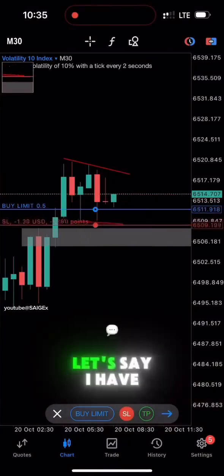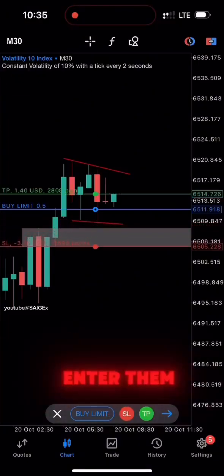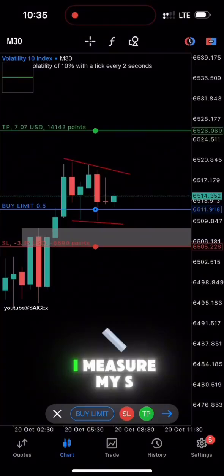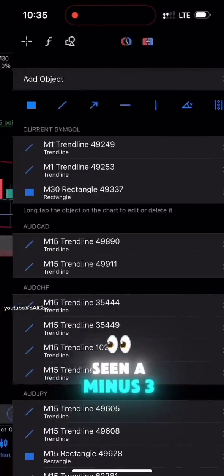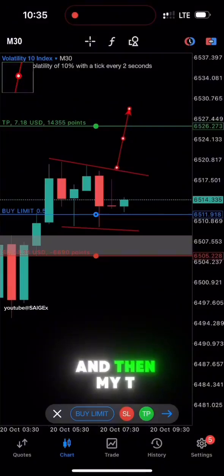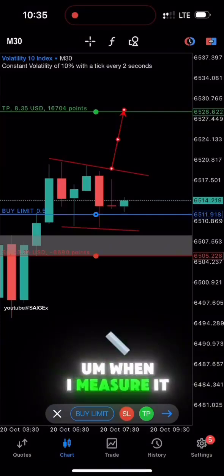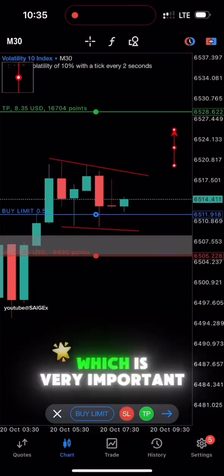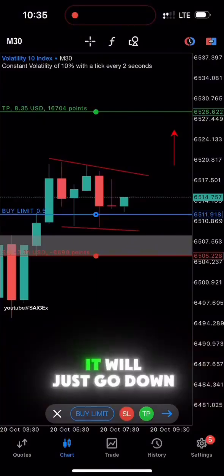So this is what you do. Let's say I have a $10 account here, so I want to enter. When I enter with my lot here, I measure my SL. I've seen a minus $3, so from $10 I know the account can hold. And then my TP, when it goes up there, when I measure it, I get $8. This is a risk reward ratio, which is very important, because if you go full margin here, it will just go down.